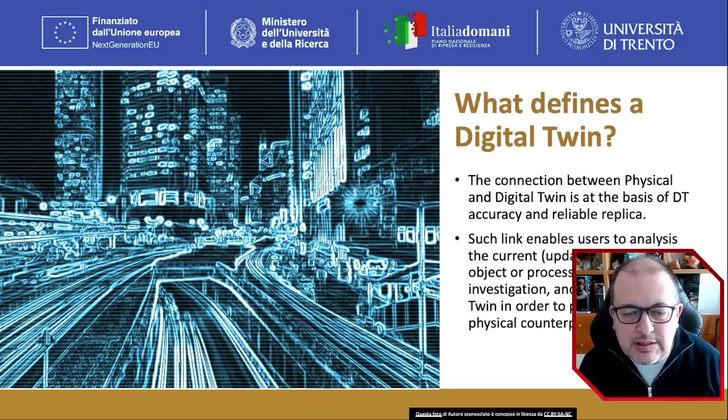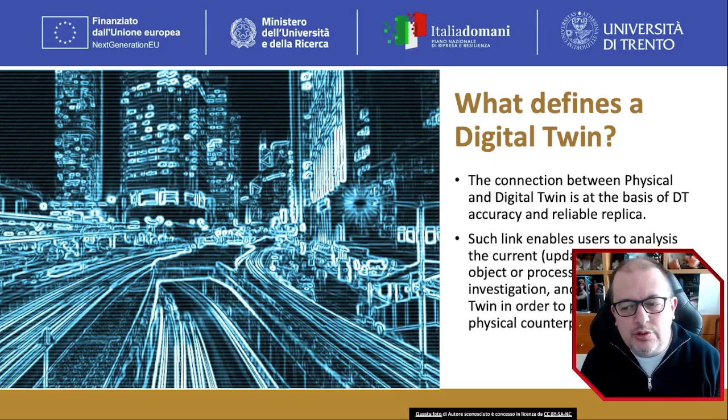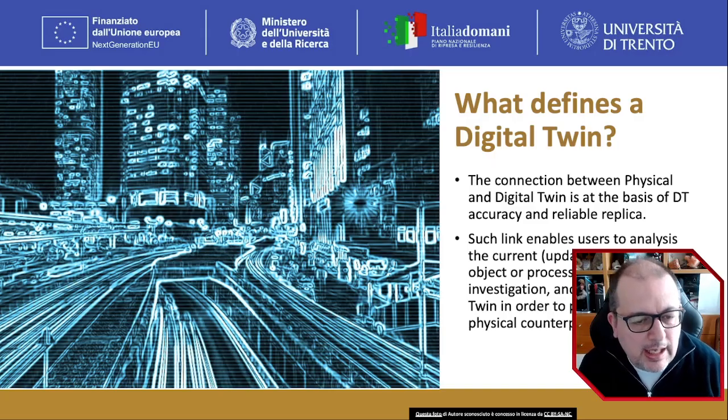So what is the main feature of the digital twin? The main feature, in my view, is the connection between physical and digital twin. Because a good data connection allows the digital twin to be accurate and provide a reliable replica of the physical system. Such a link enables users to analyze the current state of the object in the physical world, but also to perform predictions and understand how actions might interact with the physical entity.